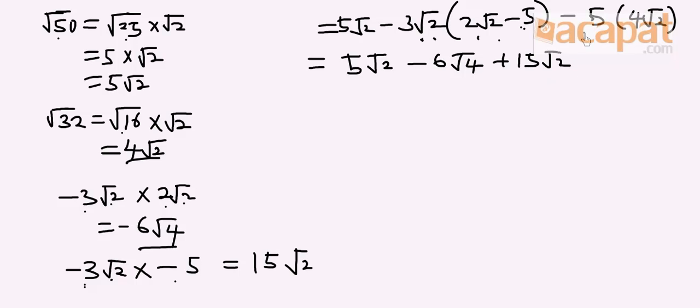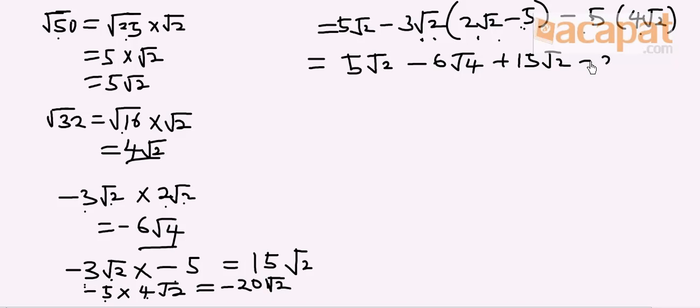Minus 5 here times 4 root 2. Minus 5 times 4 root 2, 5 will simply multiply 4 here, and that will be 20. So I have this as equal to minus 20 root 2. So this is minus 20 root 2.